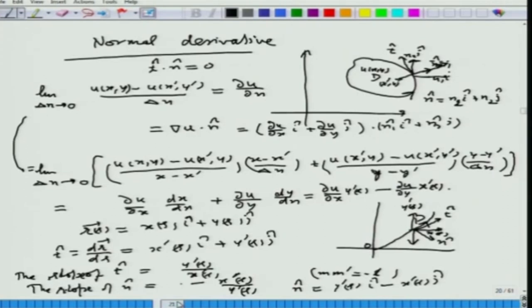Since the function is defined only inside D, we took minus of what is usually taken, that is, u of x dash y dash minus u of x y over delta n, with limit delta n tending to 0. So, we took minus of that, since the function is defined only inside the domain D. That is what is defined as the normal derivative del u by del n, which we have seen is the gradient of u dot product with the unit vector in the direction of the outward normal. We added and subtracted u of x prime y, and then individually these limits were taken here, and we saw that it is nothing but the gradient of u dot n cap. n cap is the outward unit vector in the normal direction.